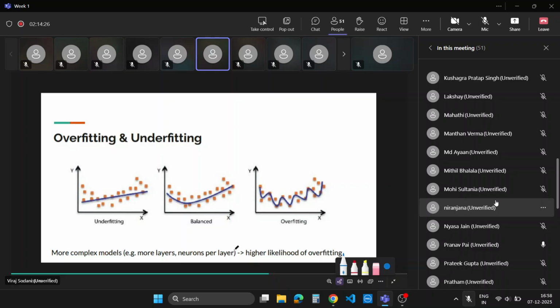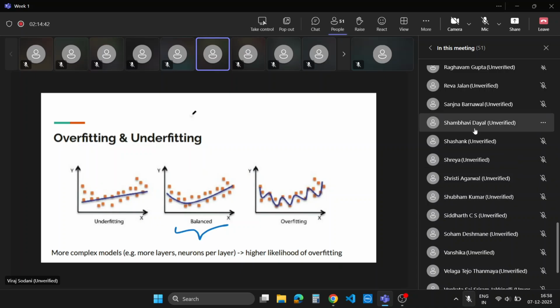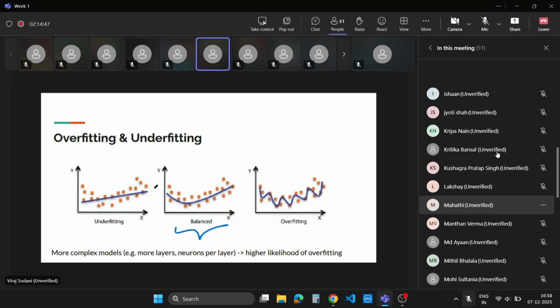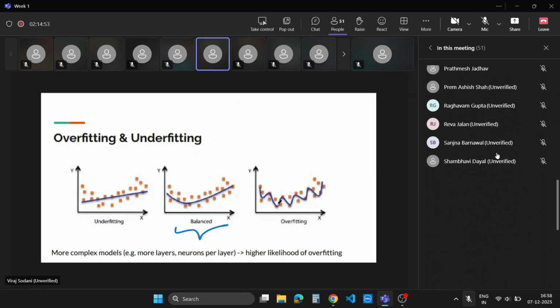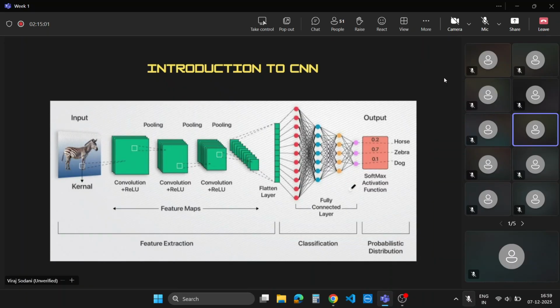Okay, overfitting and underfitting, the same thing. If you don't train it properly, there are chances it won't catch the pattern properly. You need a balanced graph. If you keep the number of epochs, that is the number of iterations, too low, it won't fit the curve perfectly. But if you keep too much, it might also deviate according to the noise of the points available in the graph. So that's the case. Okay, we are done with the introduction to neural networks.